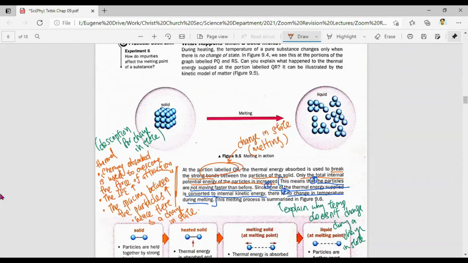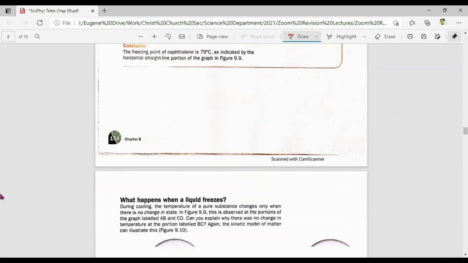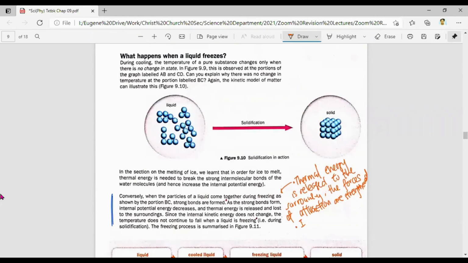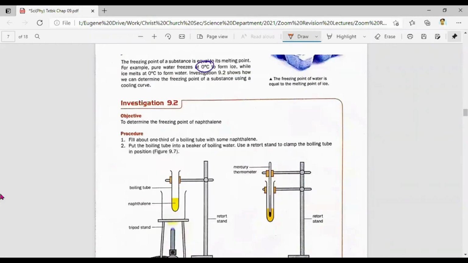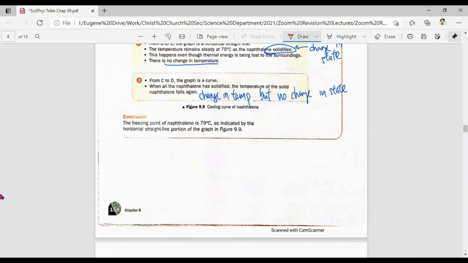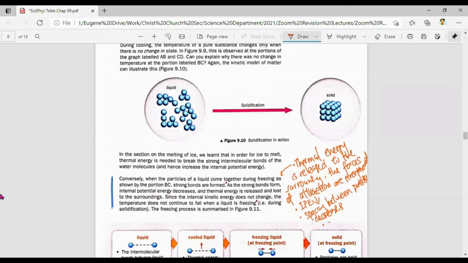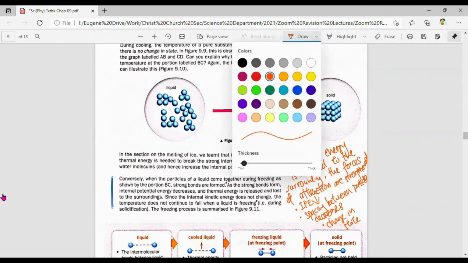Now IPE increases in heating, so obviously here we will say that IPE decreases. Now if the internal potential energy decreases, what's happening to the spacing? The spacing between particles decreases. Up there we say the spacing between the particles increases, or down here we say the spacing between the particles decreases, and hence there will also be a change in state. Now I want to circle this change in state part.